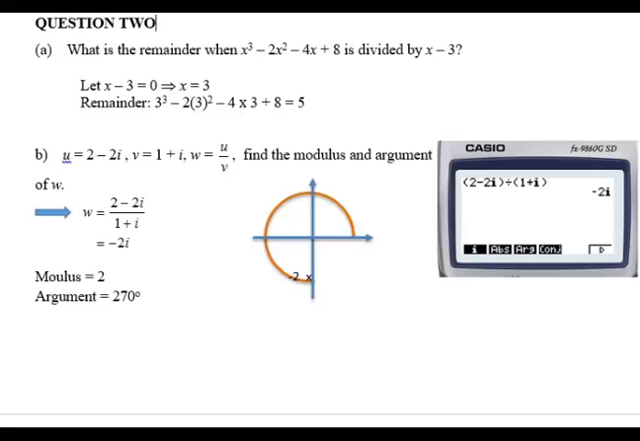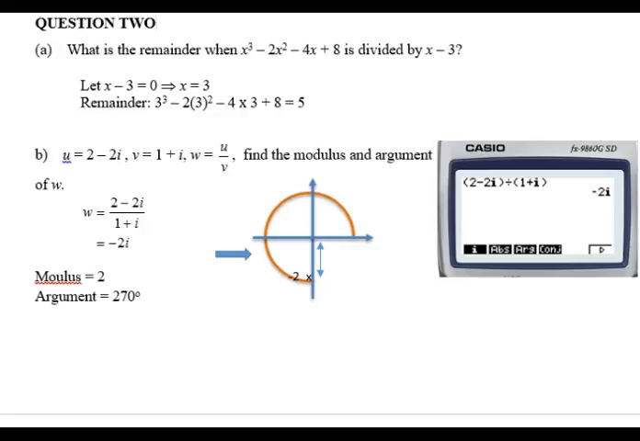Answer, negative 2i. Now it's really important that you can plot your complex numbers on the Argand diagram. Negative 2i is like plotting the point 0, negative 2. So it's just negative 2 on the y-axis, or in this case the imaginary axis. The length of the line from 0, 0 to negative 2 is 2. That's the modulus. So the modulus is just the distance from 0 to negative 2, and the argument is the angle anti-clockwise from the x-axis, what I've shown with that orange sector.